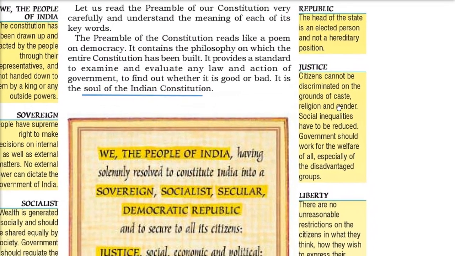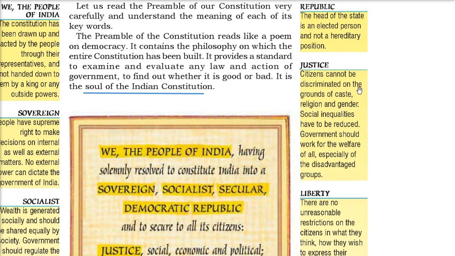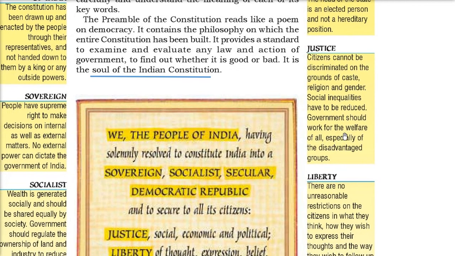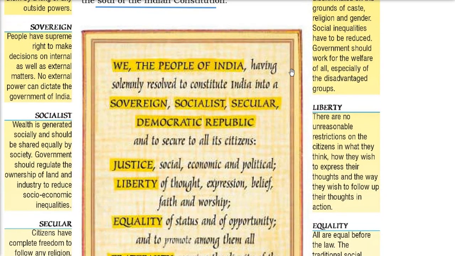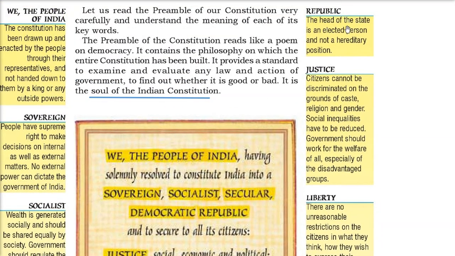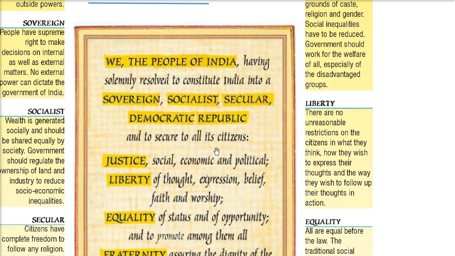Justice is, citizens cannot be discriminated against on the grounds of caste, creed, religion, gender. Social inequalities have to be reduced, and government should work for the welfare of all, especially for the disadvantaged or marginalized sectors or groups. Here is one more word which we just talked about, the republic. Republic means that the head of the state is an elected person. He is not a hereditary person. He is an elected person by the citizens of the country, by the people of this country.